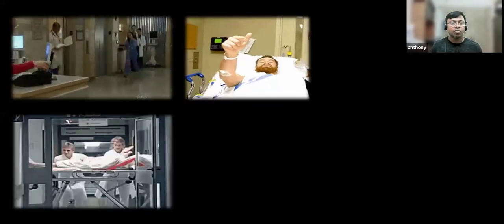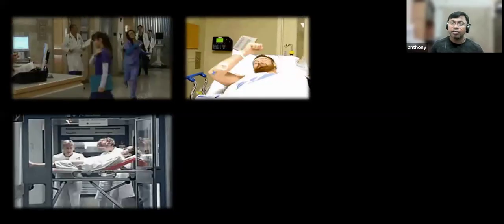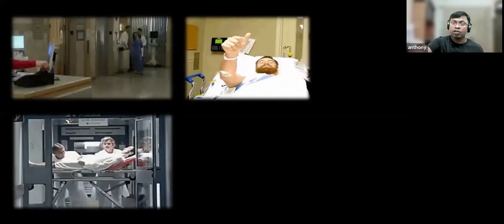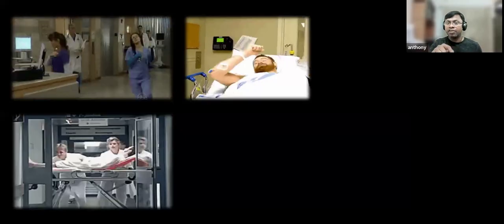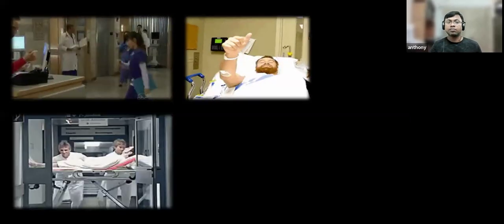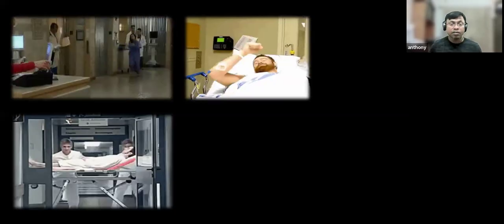So, third picture, patient arrived at the hospital. Now I was telling that the patient is in the hospital and he's in the bed. Now I'm talking about the arrival, okay? Patient arrived at the hospital.